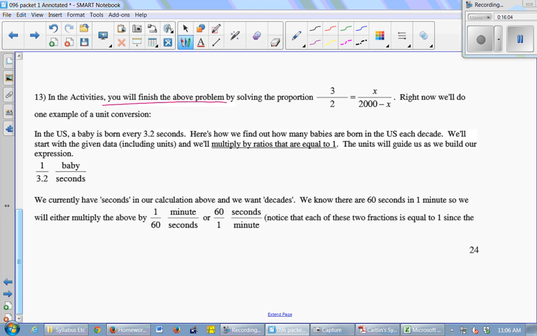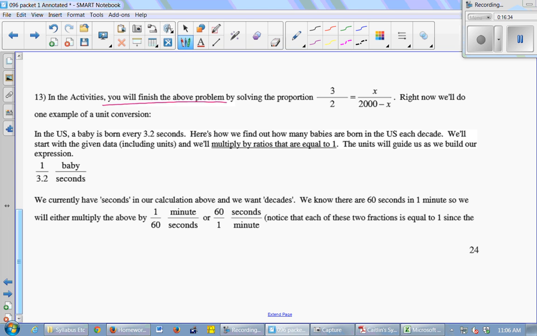So I'm going to try to convert my time units here, and I know that there are 60 seconds in 1 minute, right? So I'm either going to multiply this fraction by 1 minute every 60 seconds, or 60 seconds to 1 minute. Notice that these are both actually 1 because there are 60 seconds in 1 minute, right? So 1 minute over 60 seconds actually represents the same quantity on top and bottom, so it's a 1.